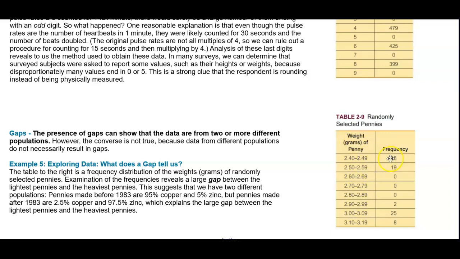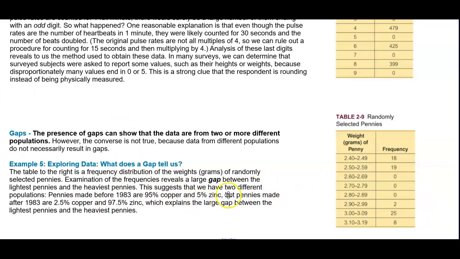We have our frequency for the first class, which is 18. The second class is 19. And then for the next 3 classes, we get a 0 frequency. And then we have frequencies for the last 3 classes. The table to the right is a frequency distribution of the weights in grams of randomly selected pennies. Examination of the frequencies reveals a large gap between the lightest pennies and the heaviest pennies.